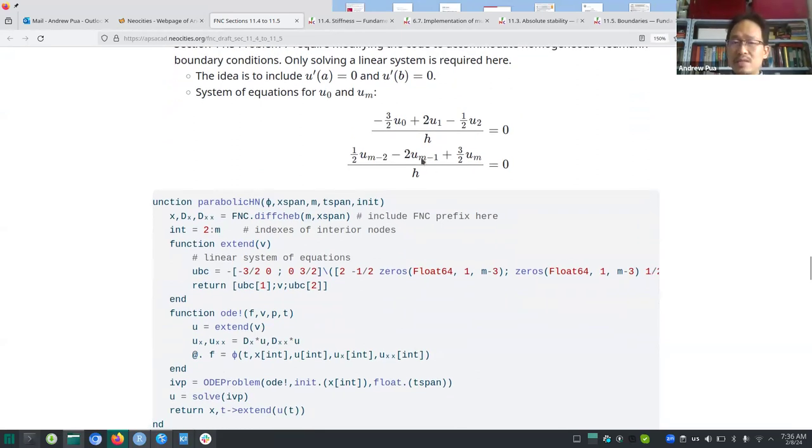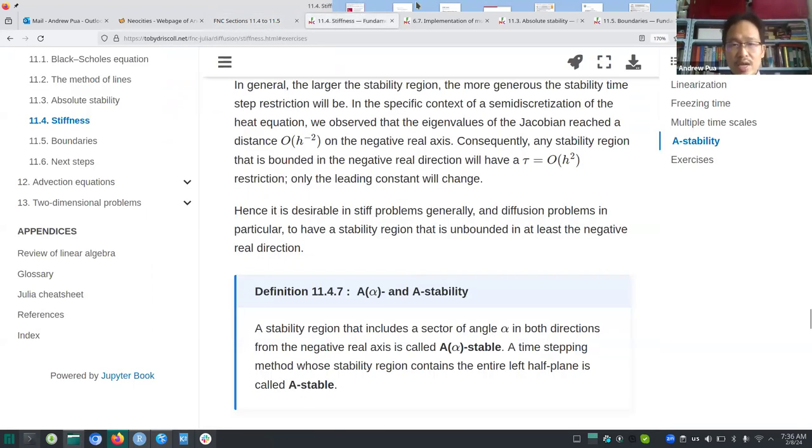The idea is to set up this matrix in such a way that it looks like the following.